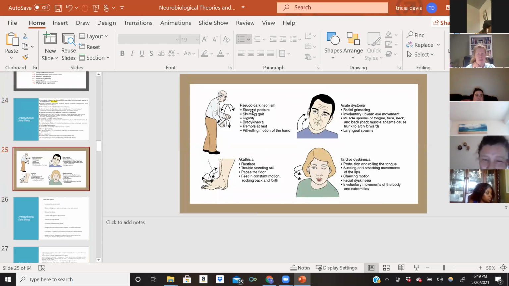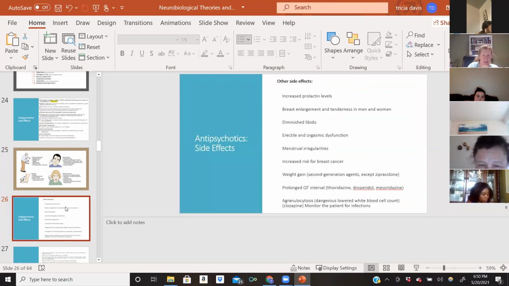So this is the pseudo-Parkinsonism, that stooped posture, that shuffling gait, the rigidity, the tremors are going to be at rest, that pill rolling. Next to that is that acute dystonia. That's what you would see, the tardive dyskinesia down at the bottom right, and the akathisia, that restlessness, trouble standing still, pacing on the floor. And I got this from your book too, so you can refer to your book.